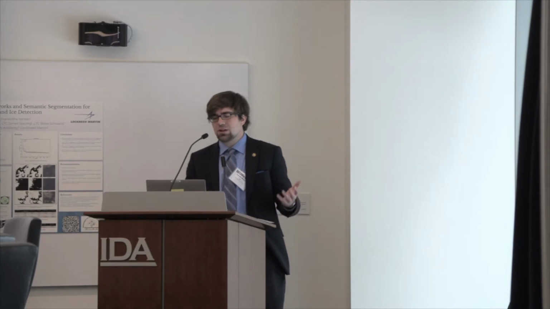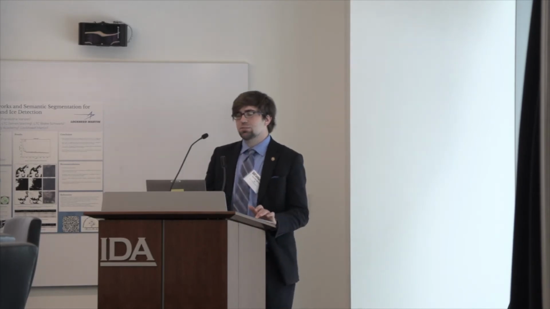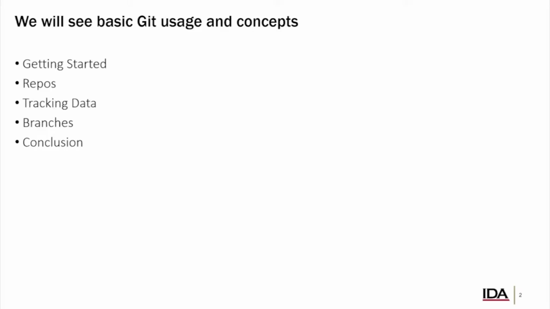So we'll get started. We'll talk about briefly what Git is. We'll talk about what a repository is, a Git repository is, and how to make it. Long story short, a repository is a collection of files. We'll talk about how we can track data using Git. We'll talk about how to make a Git branch, and then we'll conclude.